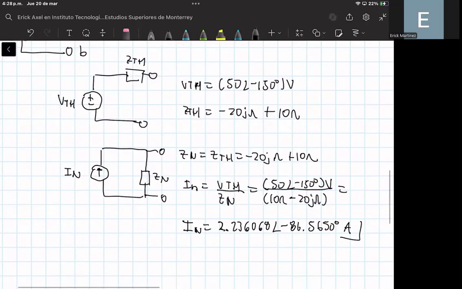So this is one brief example of how you can compute the Thevenin and Norton equivalents. I hope it is useful for you, and see you later.